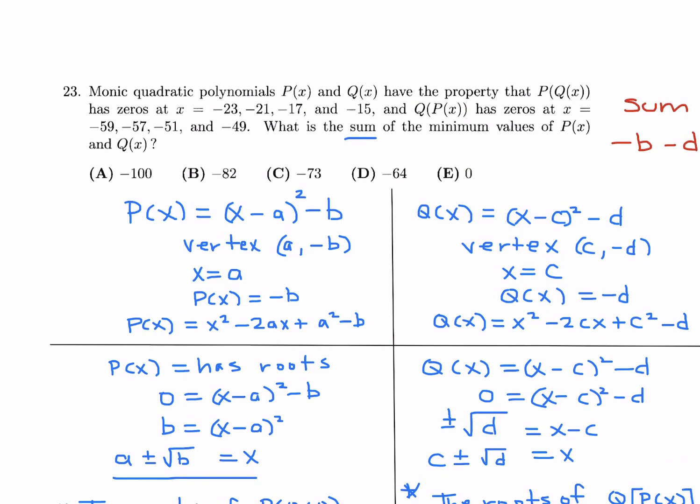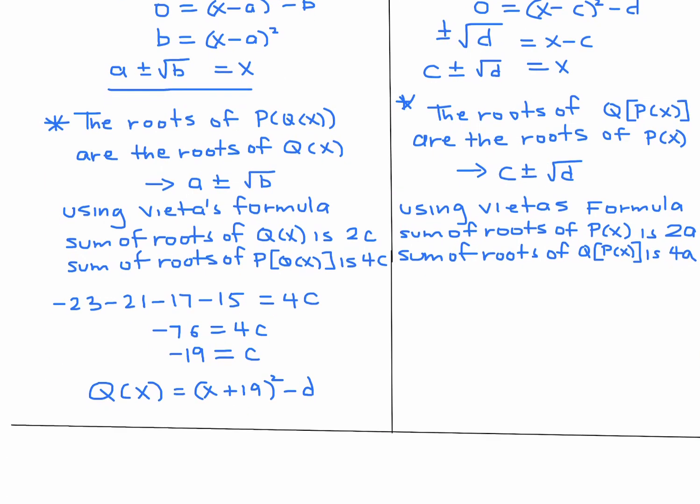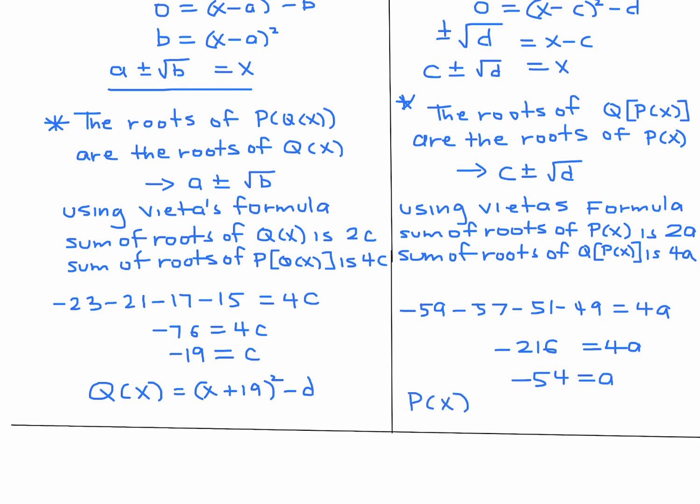And then now we go back and we look at what are the roots of q at p at x. It's these four guys. So we have to add them up and apply our Vieta's formula in a very similar way as we did before. So this time it's minus 59, those four roots added together, minus 57, minus 51, minus 49 is equal to 4a. And therefore, 4a is equal to minus 216. And therefore, minus 54 is equal to a. So our p at x, we have at least part of it. It's x plus 54 squared minus b.